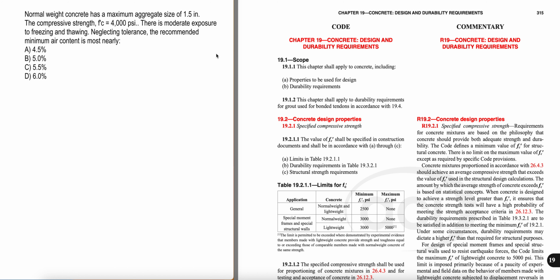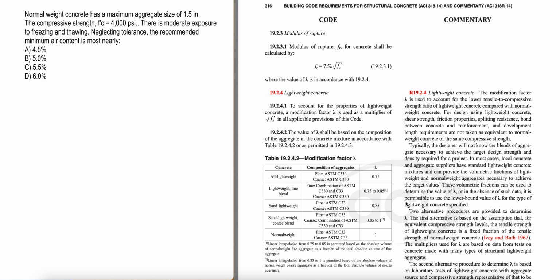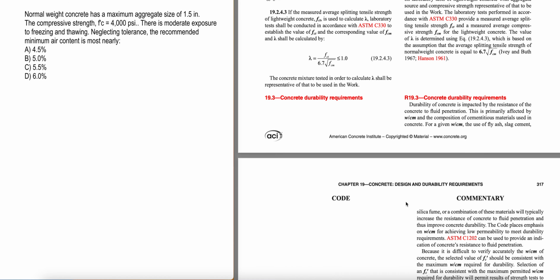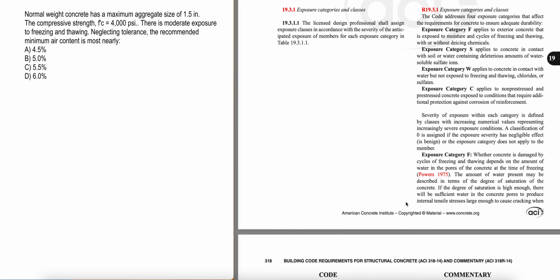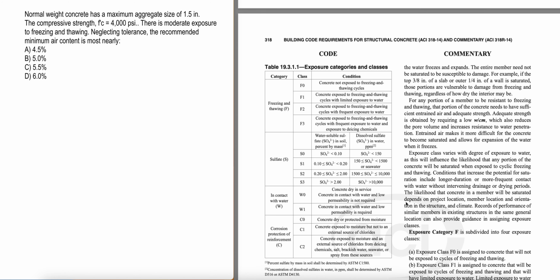So when we go to chapter 19, we scroll down and we're going to try to find the exposure categories and classes. So if we go down, we're going to look at table 19.3.1.1. Here it is. Exposure categories and classes. Okay. So they provide various conditions.